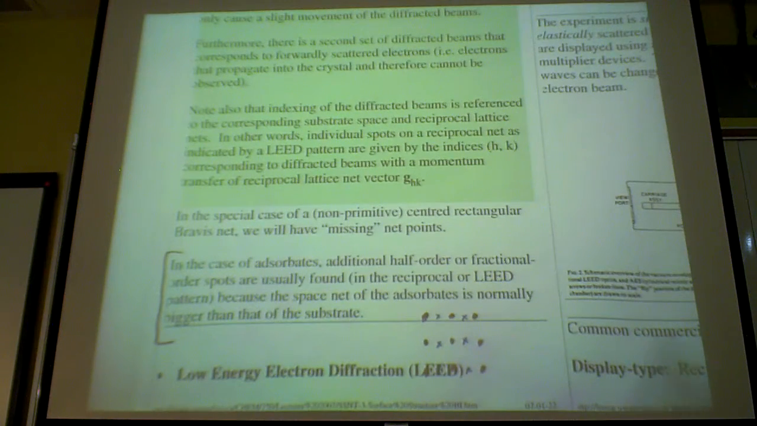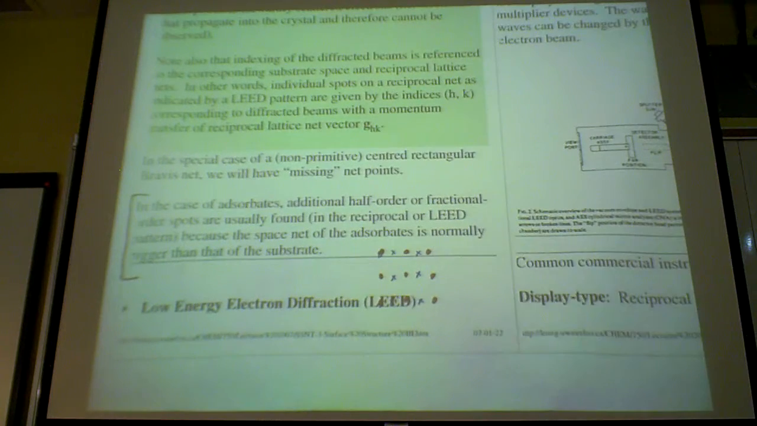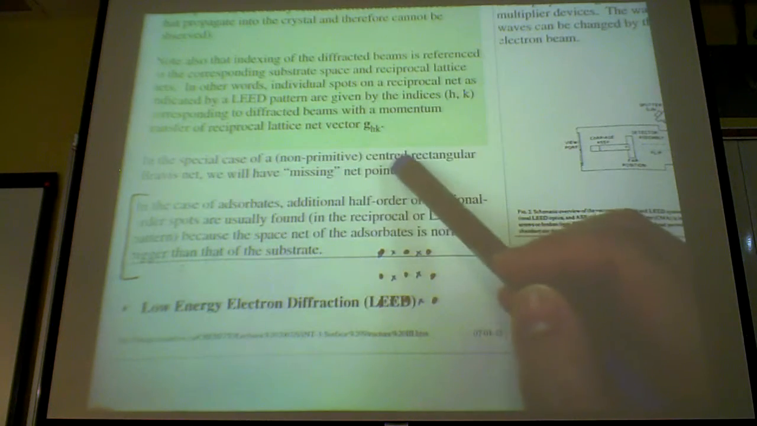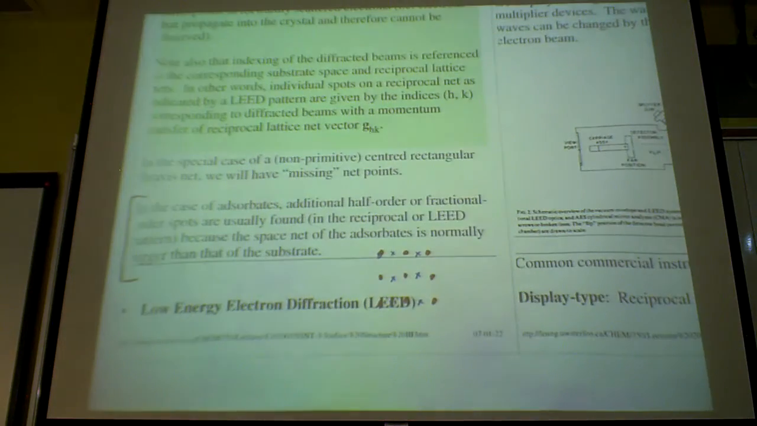Okay, something you may come across is that the centered rectangular lattice is a little bit trickier, because sometimes you see missing spots. We'll get back to this point. There's a little bit of a fine point about this.